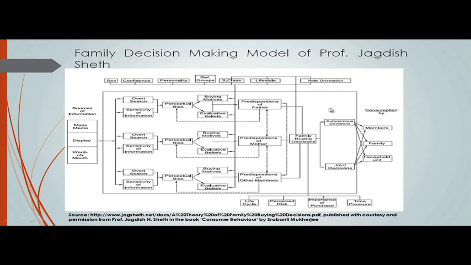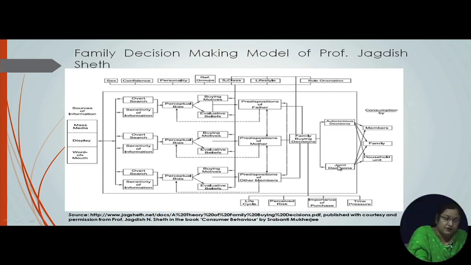Then we see that is the second part of this process. One is the autonomous decision versus the joint decision. Whether the decision is an autonomous decision or a joint decision, whether the father only decides about the financial things and the mother decides about the household things, then it becomes an autonomous decision. But if this is a purchase of a house and both father and mother have equal say, then it becomes a joint decision. So, this is one part.